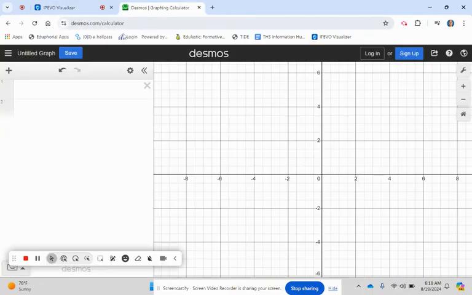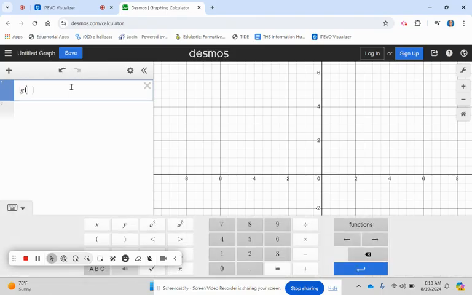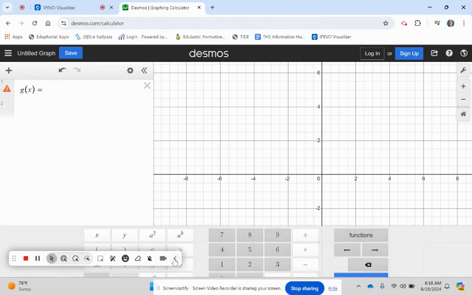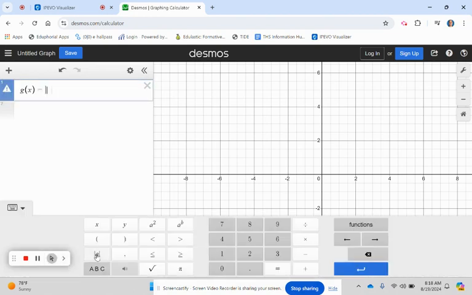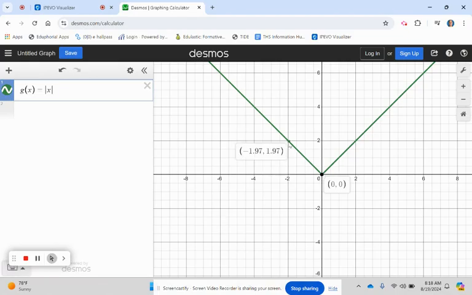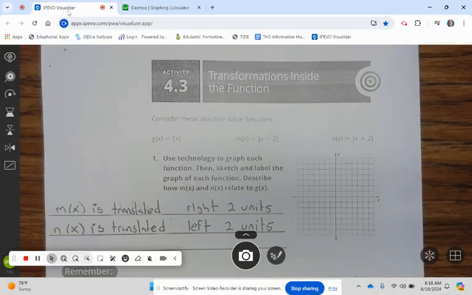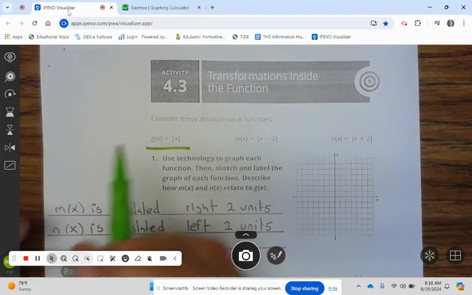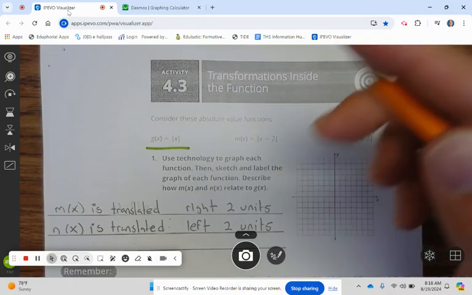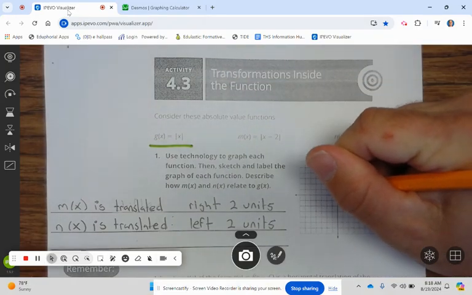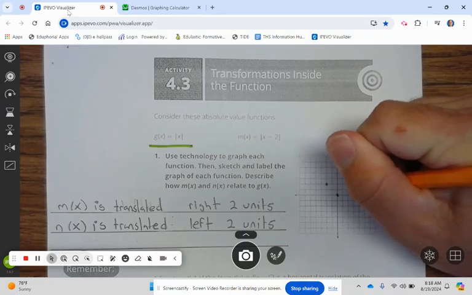So let's start by graphing g of x. Alright, so we have 0, 0, negative 2, 2, and 2, 2. Let's go ahead and graph those. Let's go ahead and graph that in green. So 0, 0, negative 2, 2, 2, 2.